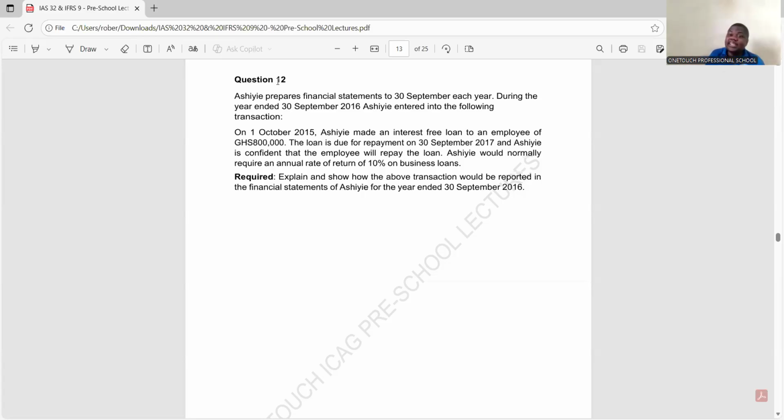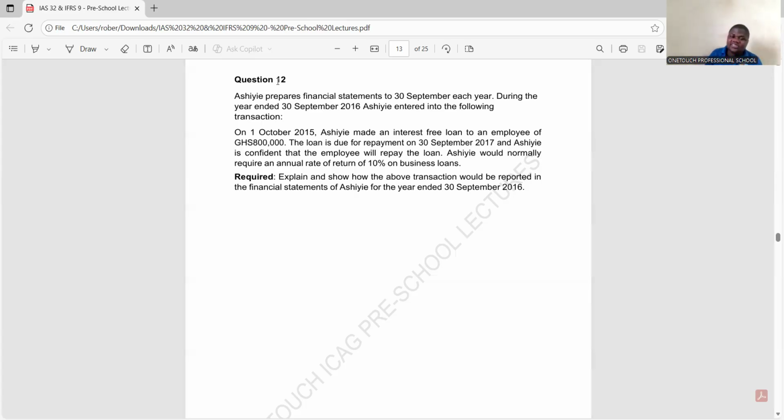Here we are saying that there's nothing like an interest-free loan. So we are going to recognize a loss on the loan. The interest that the person is not paying will be recognized as a loss. We find the present value for this 800,000, and then that will be the loss. We discount using the 10%.